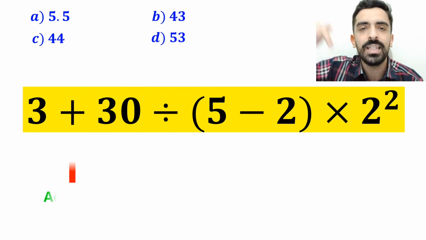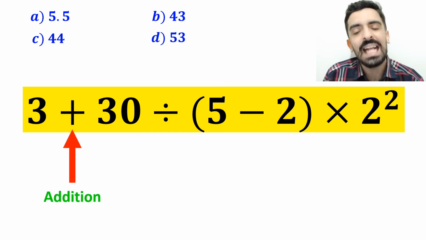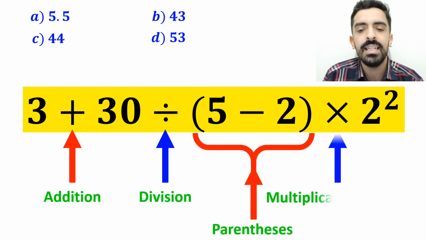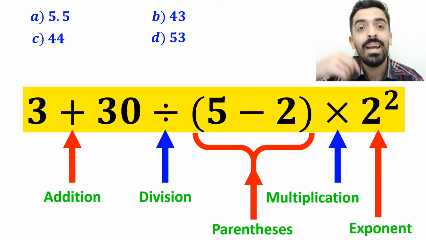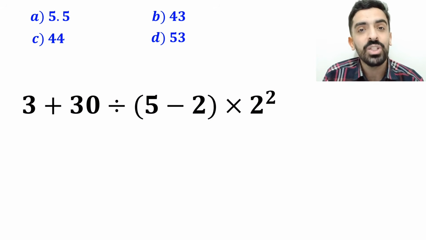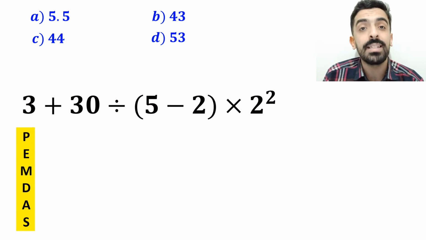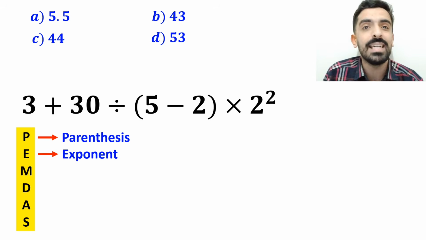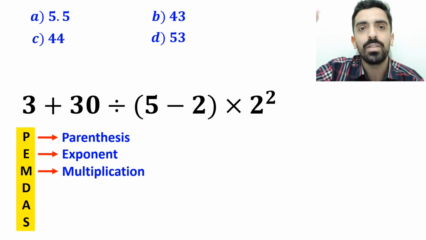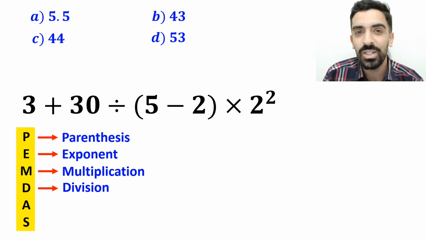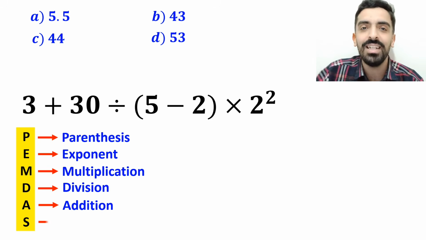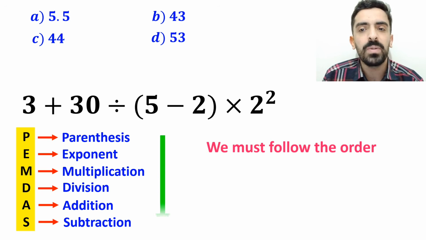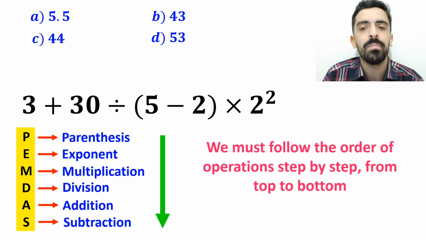As you can see on the screen, in this expression, first we have an addition sign, then a division sign, followed by parentheses, then a multiplication, and finally an exponent. To solve this question, we must follow a rule that is called PEMDAS. In this rule, P stands for parentheses, E stands for exponent, M stands for multiplication, D stands for division, A stands for addition, and S stands for subtraction. We must follow the order of operations step by step from top to bottom.